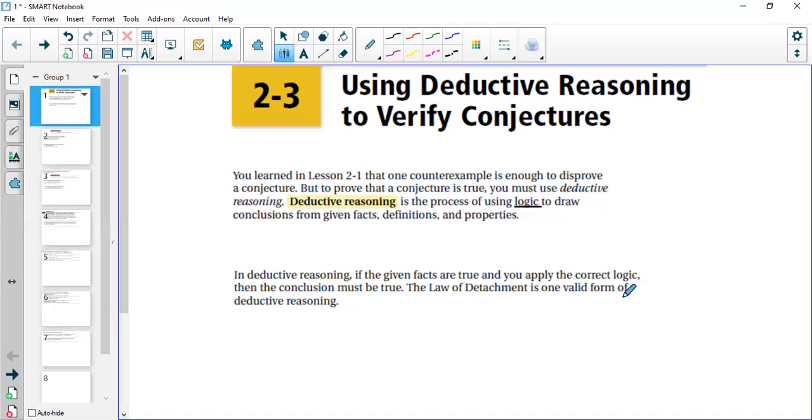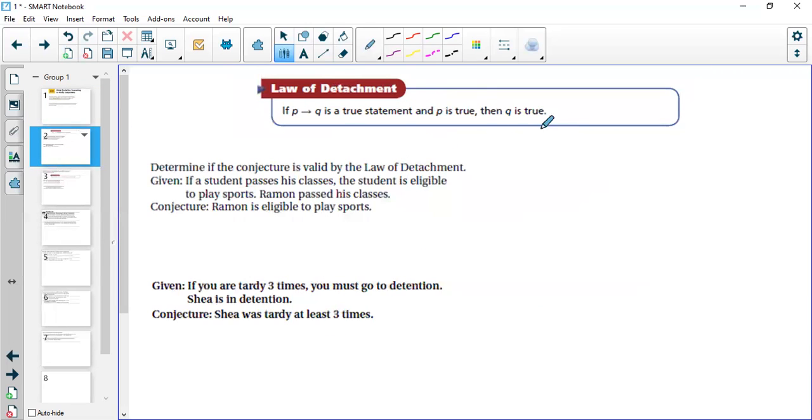The law of detachment is one valid form of deductive reasoning. Now, there are two forms of deductive reasoning. One is the law of detachment, and one is the law of syllogism. To start with, let's first see what the law of detachment is. Now, you know the difference between inductive reasoning and deductive reasoning. Inductive is based on patterns and observations. Deductive is based on logical thinking, based on facts and definitions, and all these things are already established.